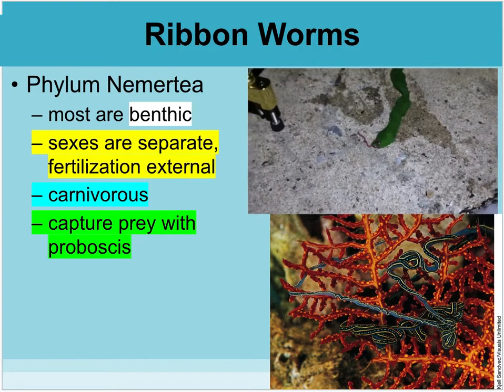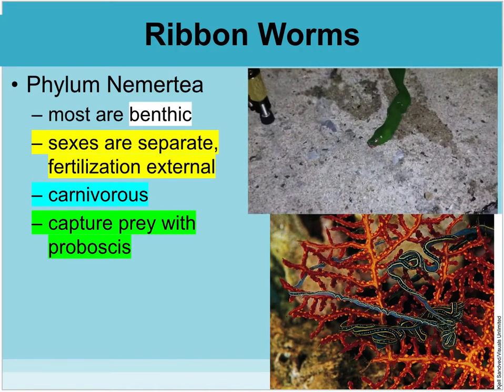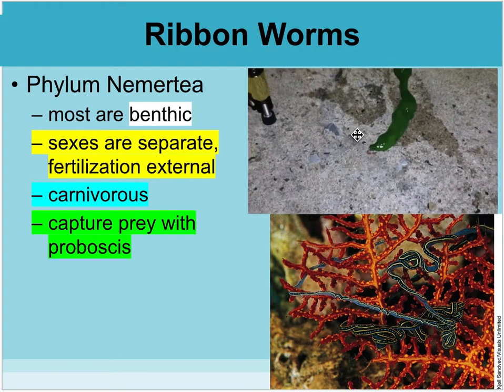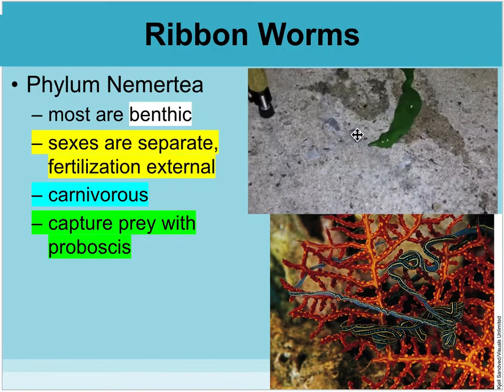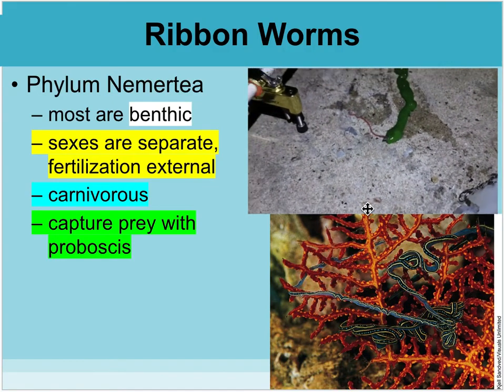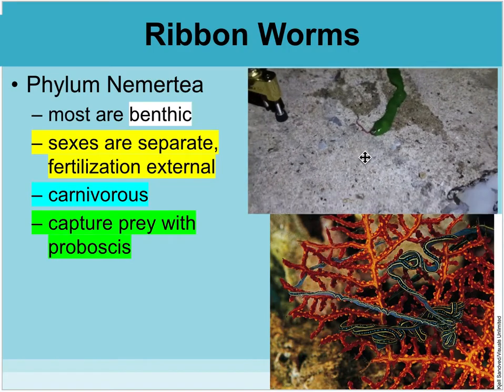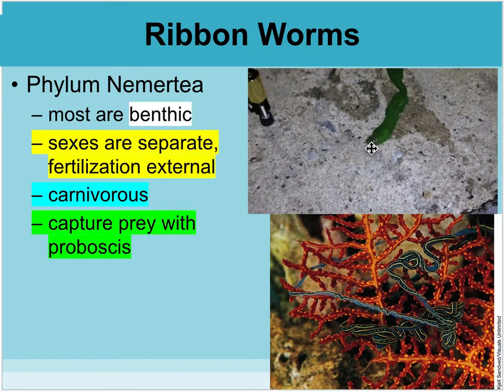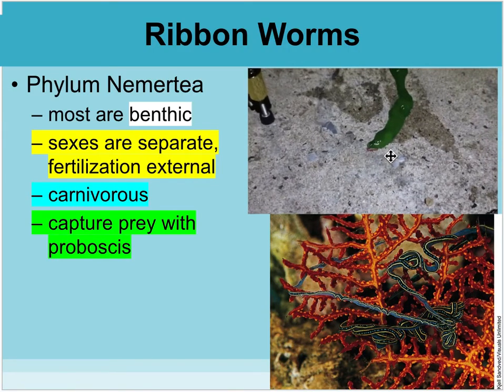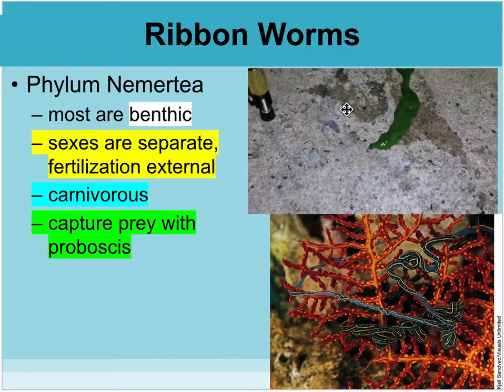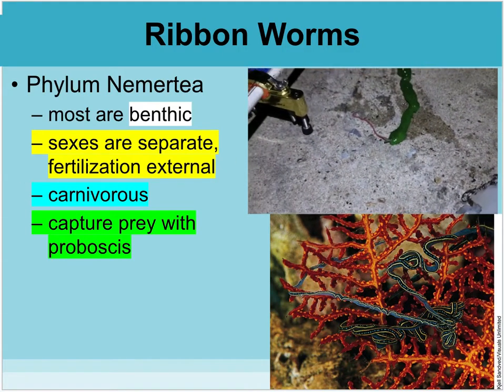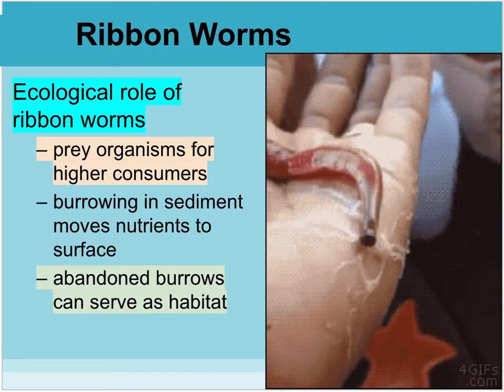So there are also ribbon worms. Ribbon worms are benthic. They have external fertilization. They are carnivores that have this crazy proboscis. A proboscis is almost like a tongue that goes out and grabs food. And here's a GIF of what that looks like, but the next GIF is even better.